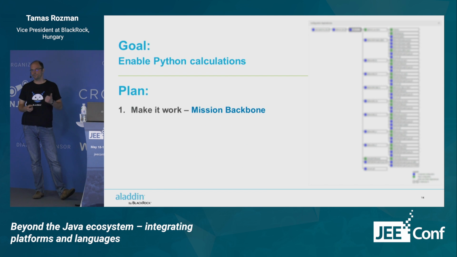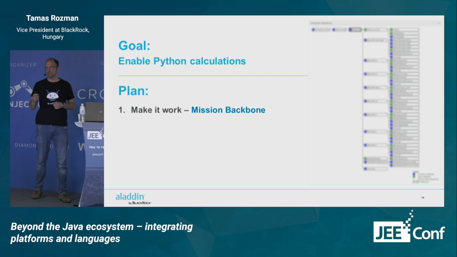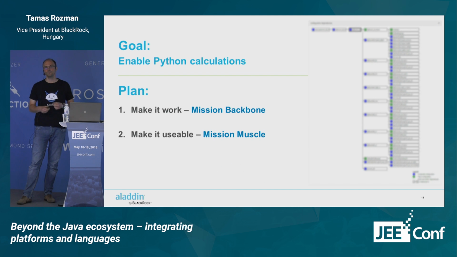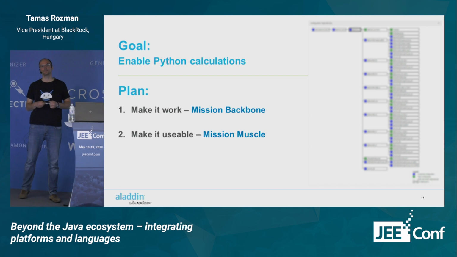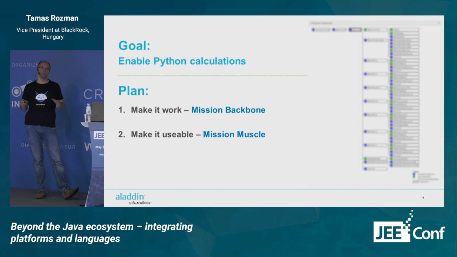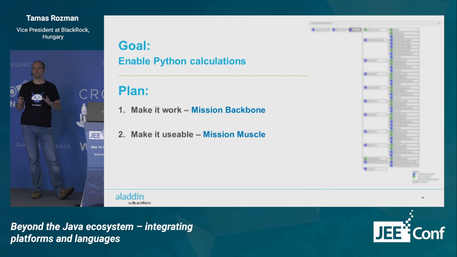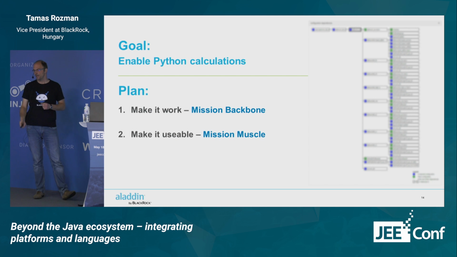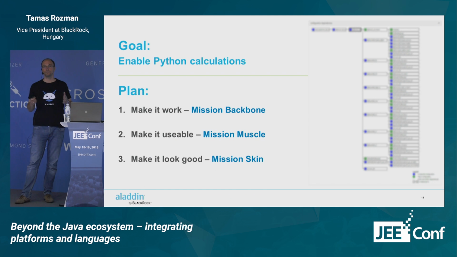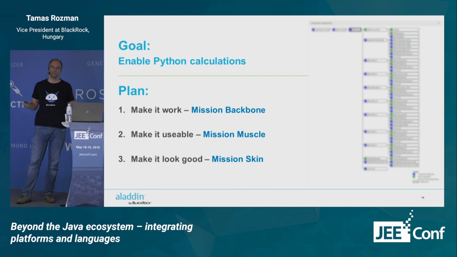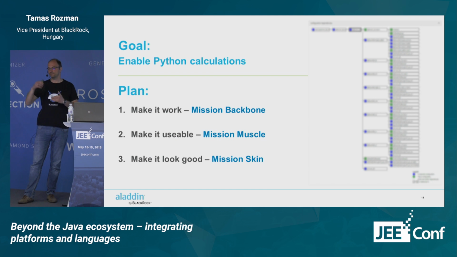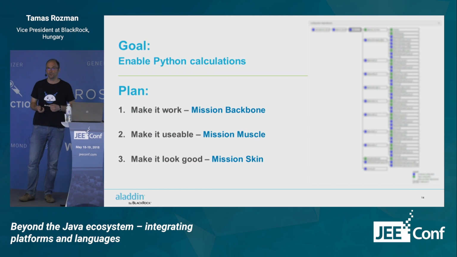And the plan is, first, we want to make something work. Let's call it mission backbone. It won't be pretty, it won't be very useful, but it still gets the job done. The second mission is mission muscle. We want to make it usable. It will not be the prettiest, but it will be usable by an average user. And as the third phase, we want to make it look good. So we want to make everybody happy at the end. And these phases will build upon each other.